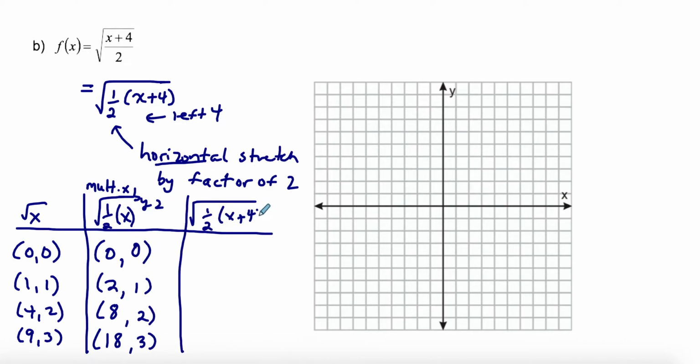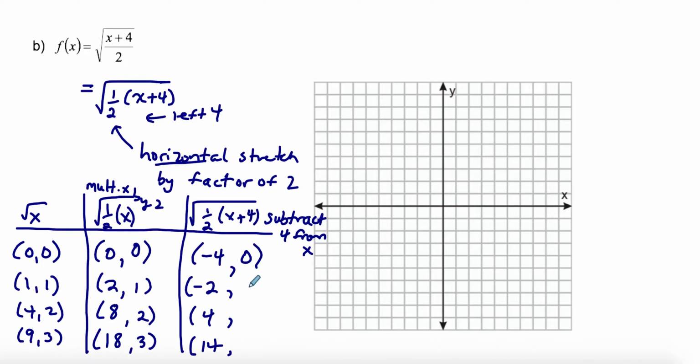Now I'd like to take into consideration moving left 4. So if I'm going to horizontally move left 4, I have to subtract 4 from x. So 0 becomes -4, 2 becomes -2, 8 minus 4 is 4, 18 minus 4 is 14, which probably won't fit on my graph. But if some points don't fit on your graph, I wouldn't worry about them too much. We can still get the idea of what the function looks like.